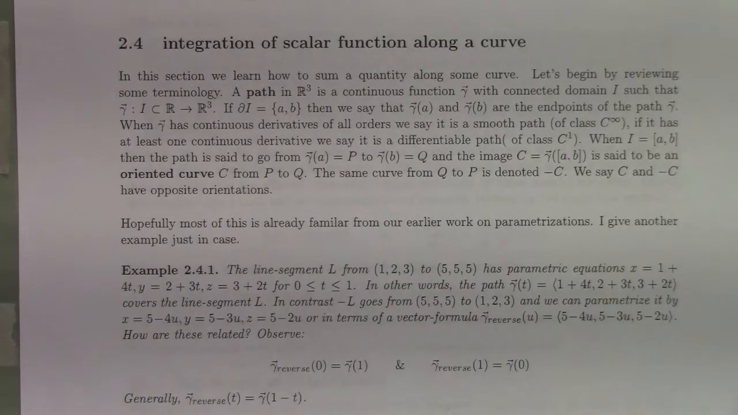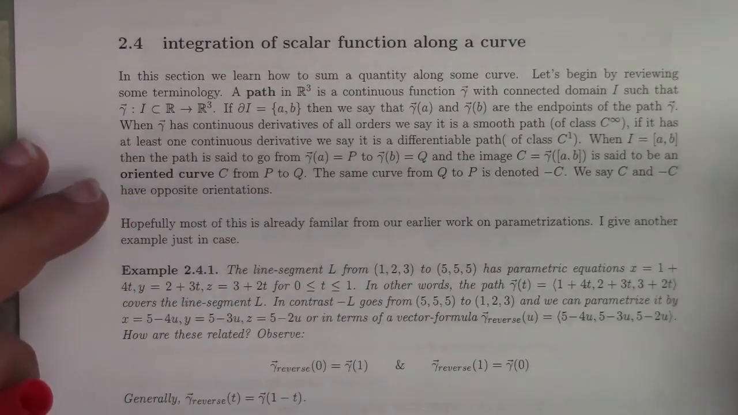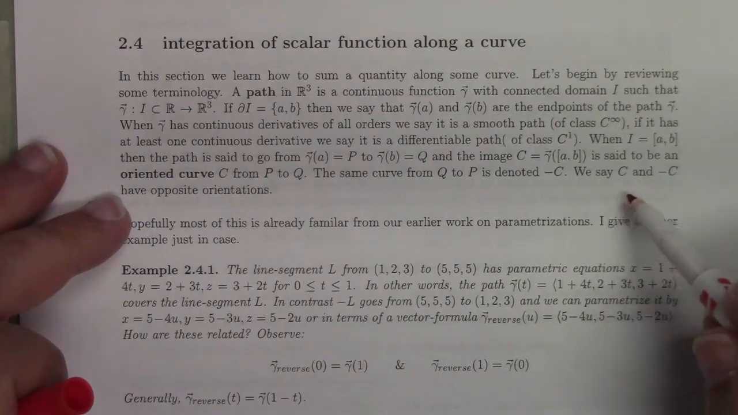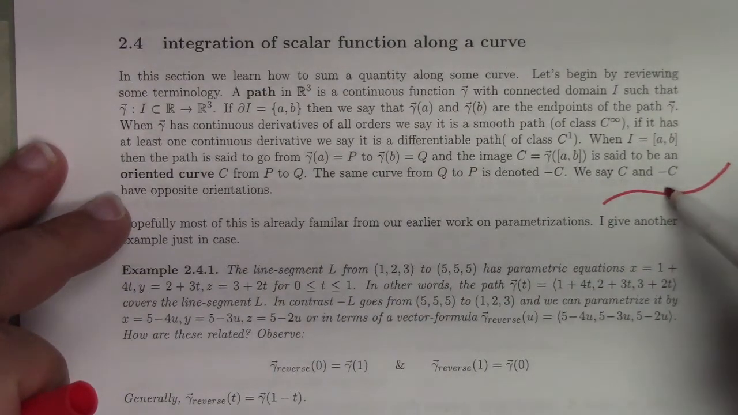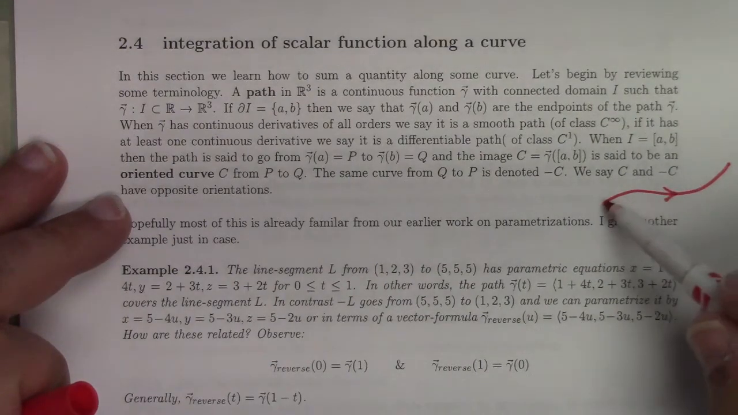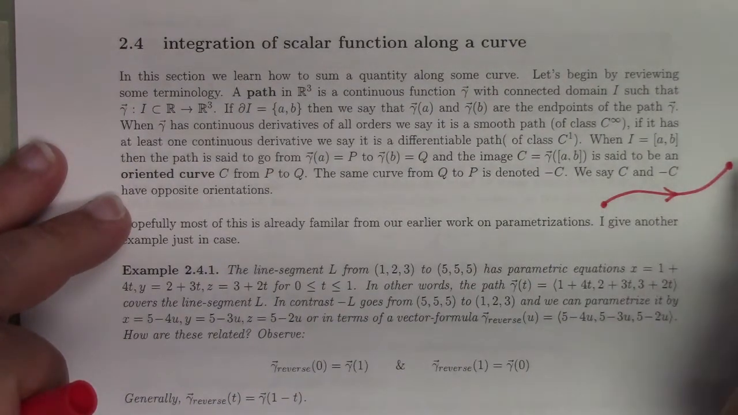Certainly a path has a direction, right? But just to start with, you could think about just the set of points being a curve, right? But it wouldn't have a sense of direction. But once you think about it having a direction, then it's called an oriented curve. So this C I'm talking about here is an oriented curve. It has a sense of direction.